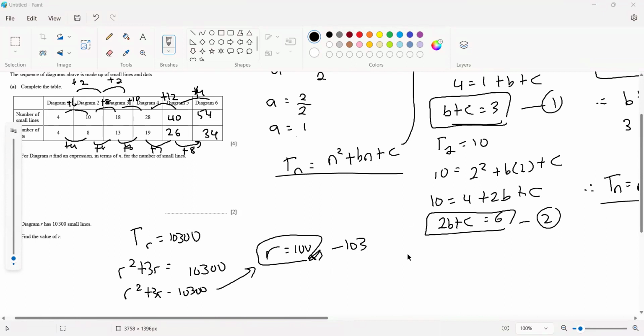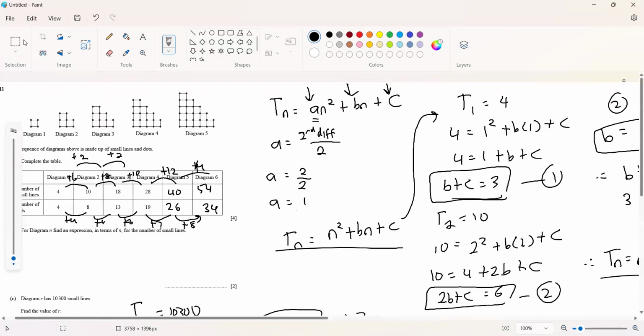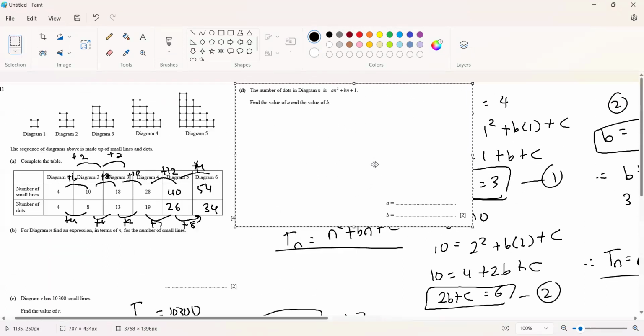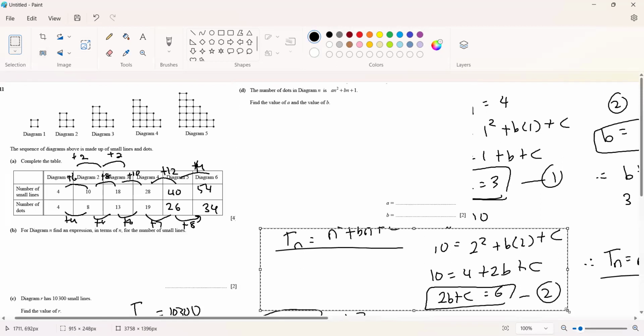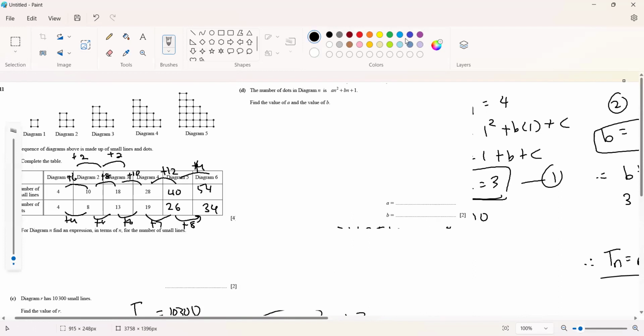And then for our last question, the number of dots, I'll just erase this first. So the number of dots of the diagram is an squared plus bn plus 1. So find the value of a and b. So once again, you can just use my method or you can just trial and error it, your choice. So the safe one is just call Tn equals an squared plus bn plus 1.